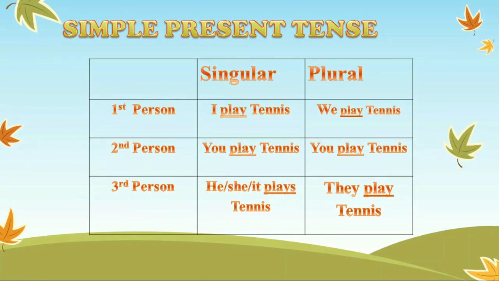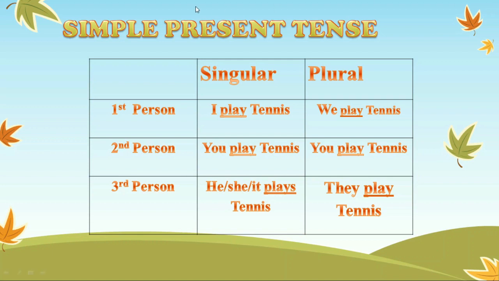We use the simple present tense when an action is happening right now or when it happens regularly. Depending on the person, the simple present tense is formed by using the root form of the verb or by adding s or es to the end. Now let us see the table.